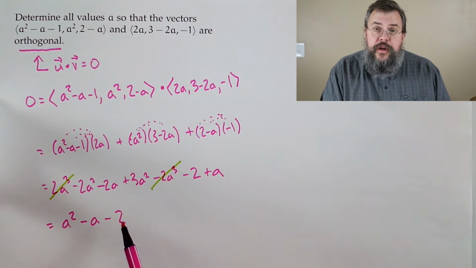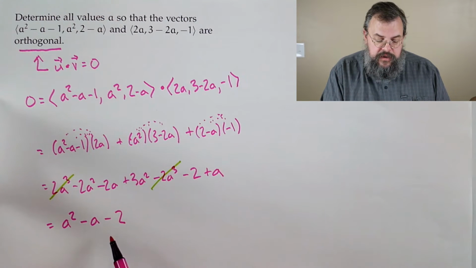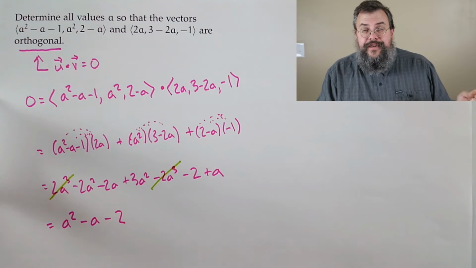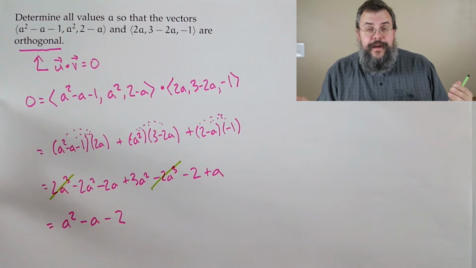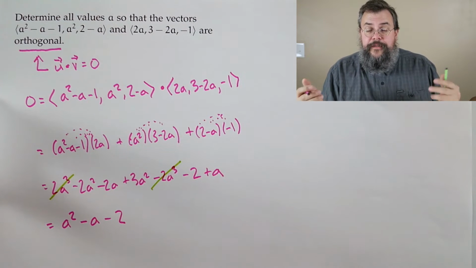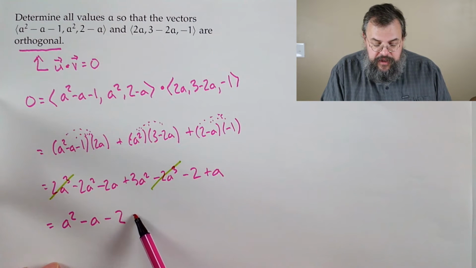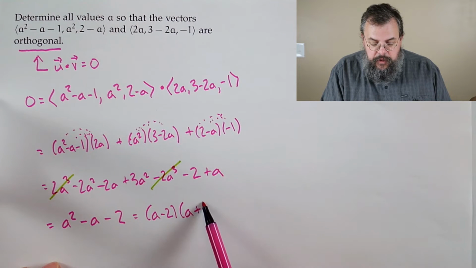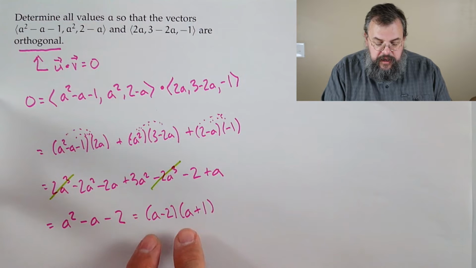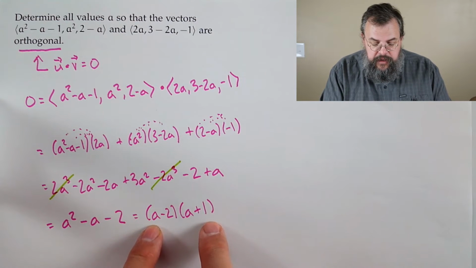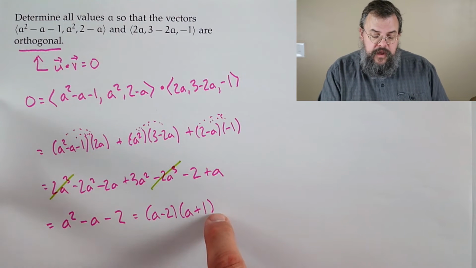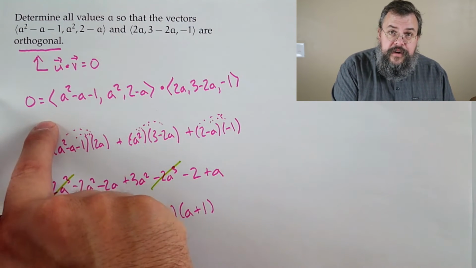We were looking for two numbers that multiply to give negative 2, add to give negative 1. Well, negative 2, there's not many things you can do. It has to be 2 and 1. And so we say, well, negative 2 and positive 1 have that property. So that would be a minus 2, a plus 1. And you can check. You get a squared plus a minus 2a is minus a, and minus 2. And remember, that equals 0.